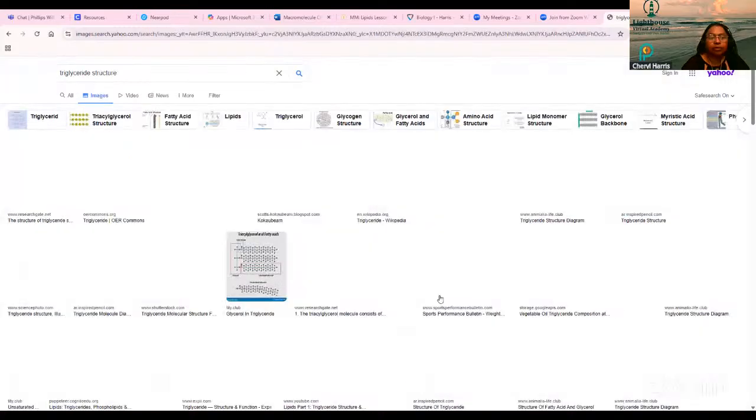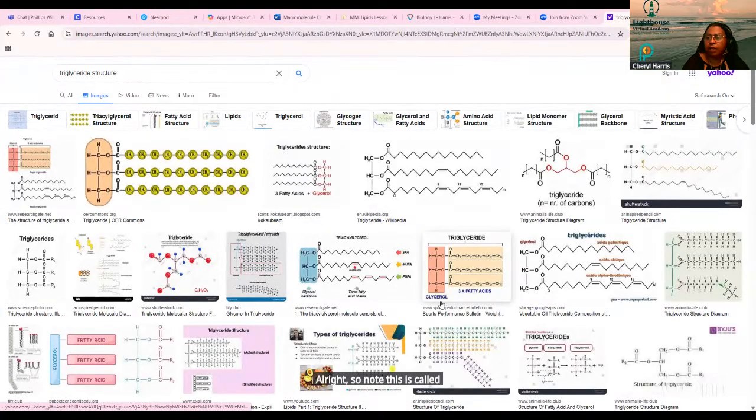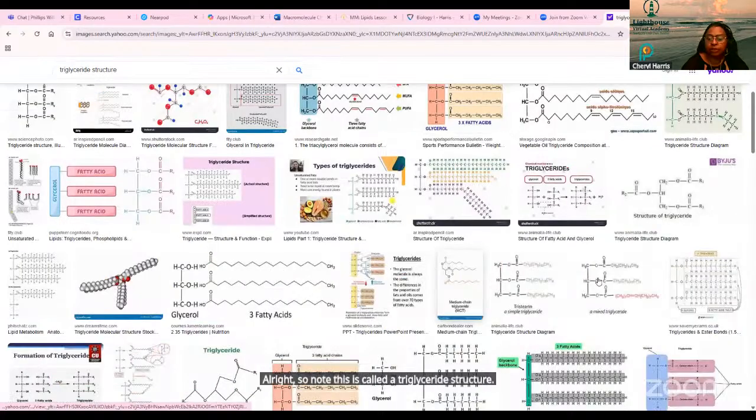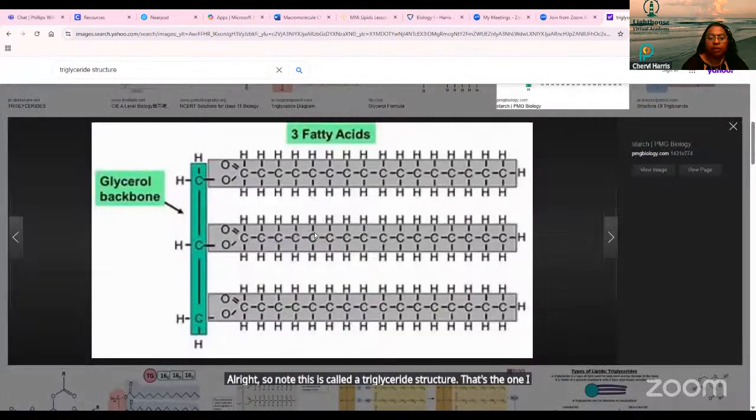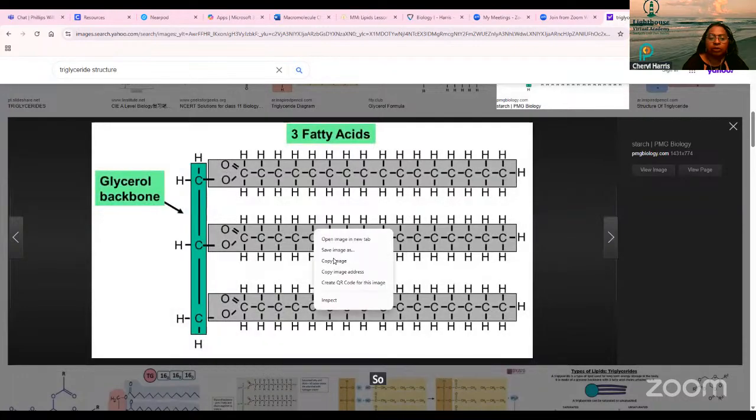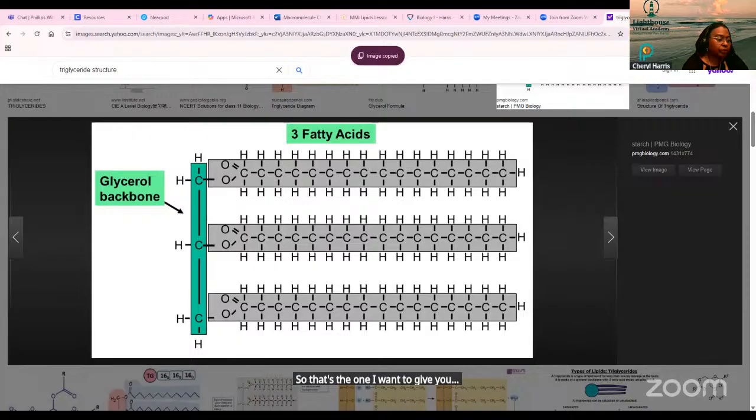All right, so note this is called a triglyceride structure, and that's the one I have on my chart. So that's the one I want to give you. Okay, there we go. All right, so for those of you who don't have the pictures on your chart, you should have them now.